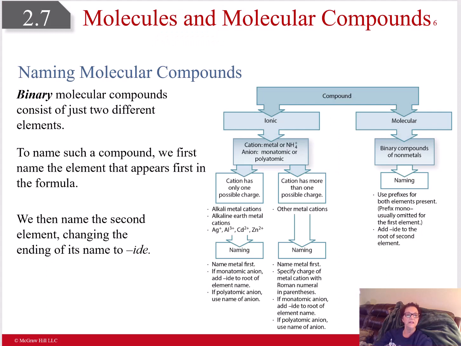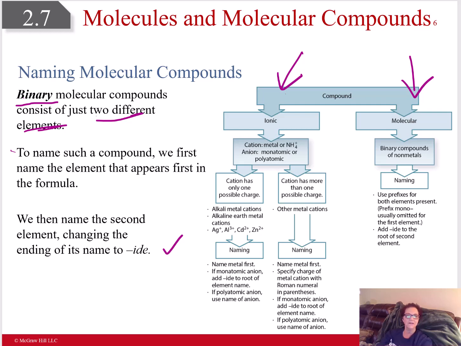So when naming molecular compounds, we're going to keep it simple with binary molecular compounds, two different elements. First we're going to name the element that is the cation, like we saw before. And then the second one is going to be -ide. So let's look at these we did with ionic. With these binary ones, we're going to have to tell the person how many there are of each thing, because they can be in different proportions.